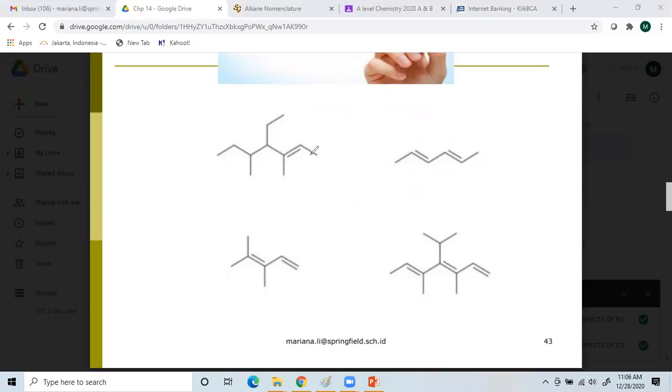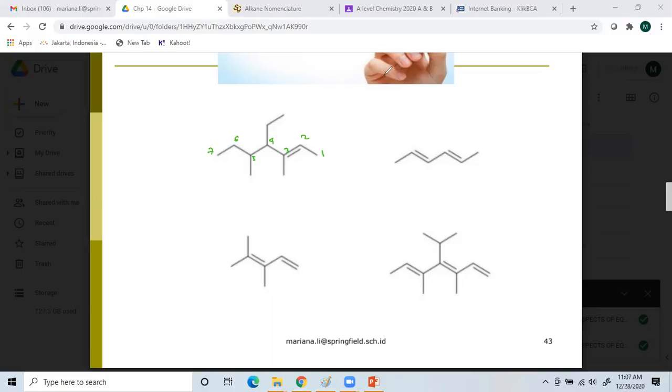Find the longest chain for this. 1, 2, 3, 4, 5, 6, 7. Which one should I prioritize, the double bond or the alkyl group? The answer is you should prioritize the double bond. So the double bond should have the lowest number compared to the alkyl group. So that's why I give numbers from the right.